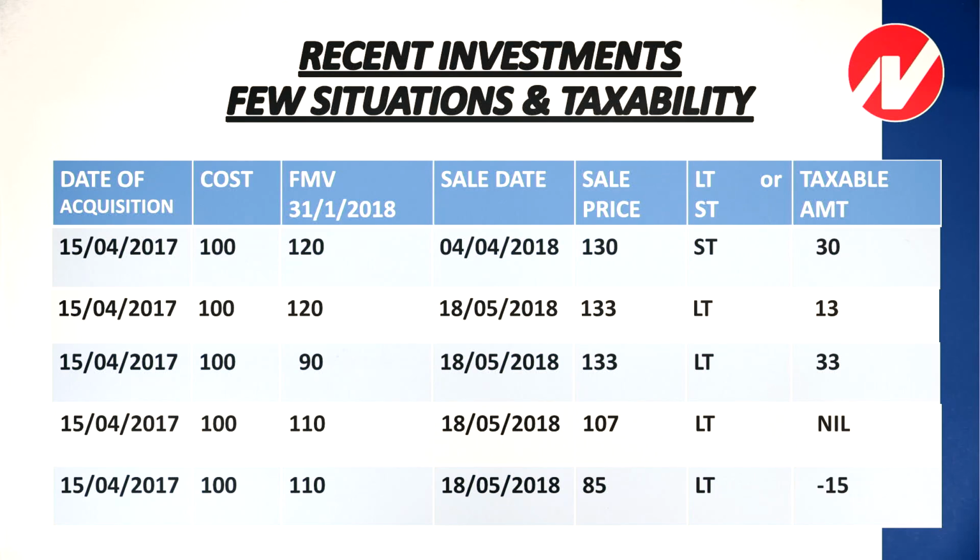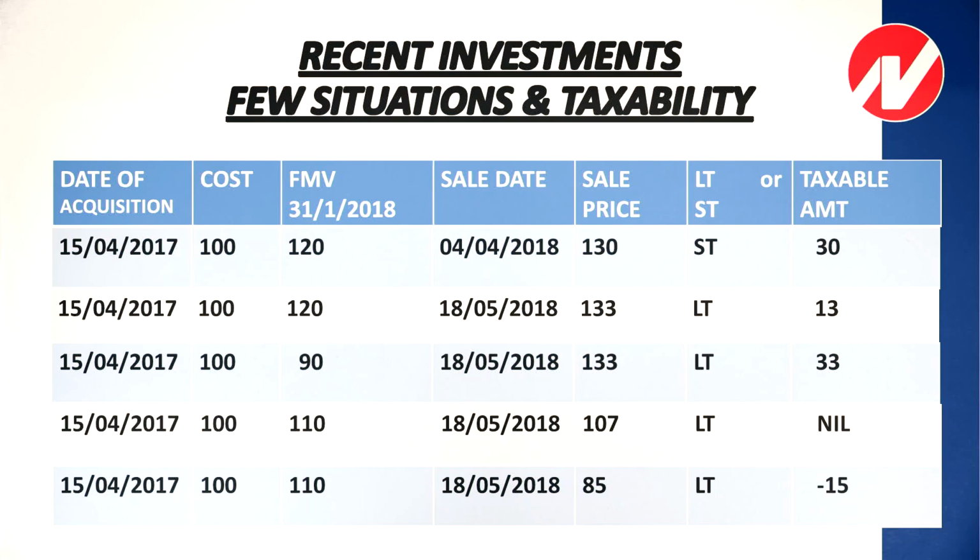15th April 17, 100 rupees is the cost. 110 is the fair market value on 31st January 2018. Sale date 18th May 2018, 85 rupees. Question arises, long term, short term, 112A would be applicable. Your sales price is 85, your cost price is 100, or 110 or 85, whichever is less, 85, 100 or 85, whichever is higher is 100. Your capital gain will be 85 less 100, giving you negative 15.